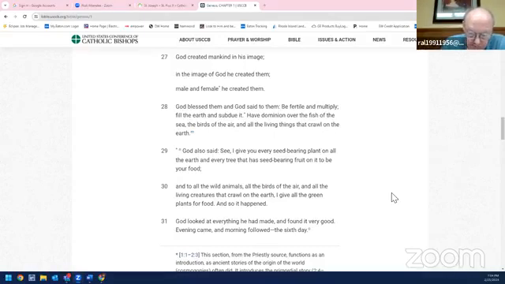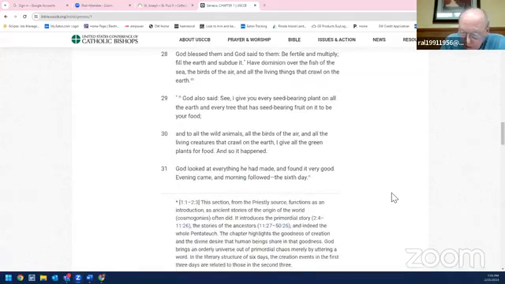But God also said, See, I give you every seed bearing plant on all the earth, and every tree that has seed bearing fruit on it, to be your food. And to all the wild animals, all the birds of the air, and all the living creatures that crawl on the earth, I give all the green plants for food. And so it happened. God looked at everything he had made and found it very good. Evening came and morning followed, the sixth day.